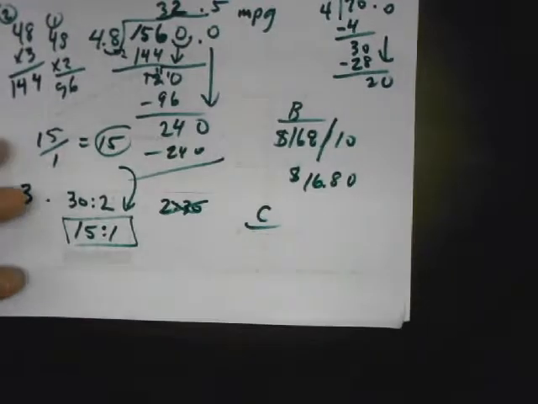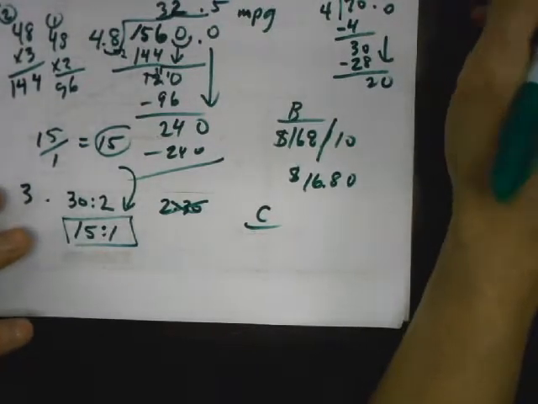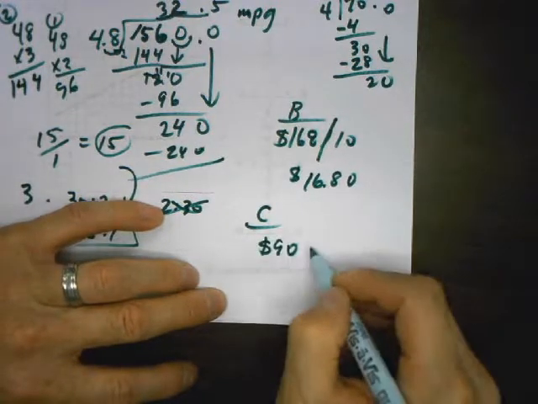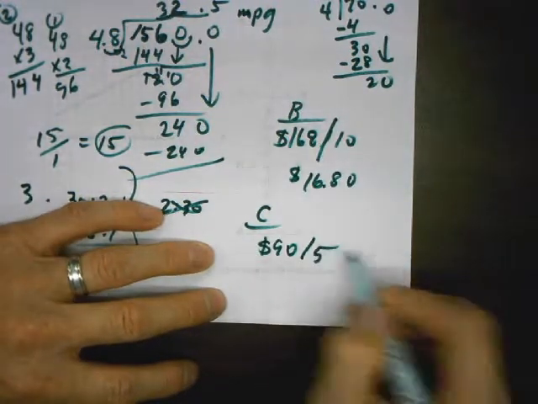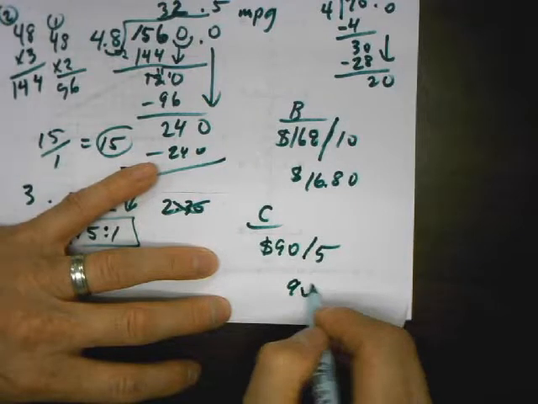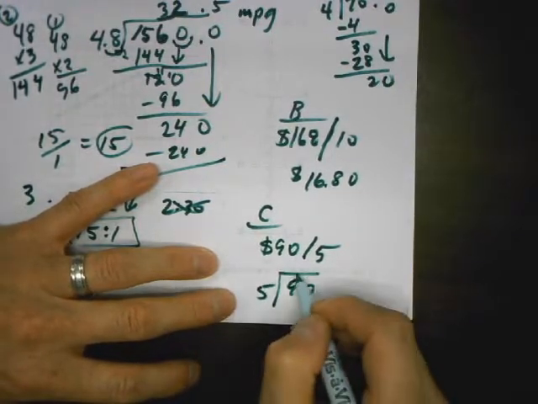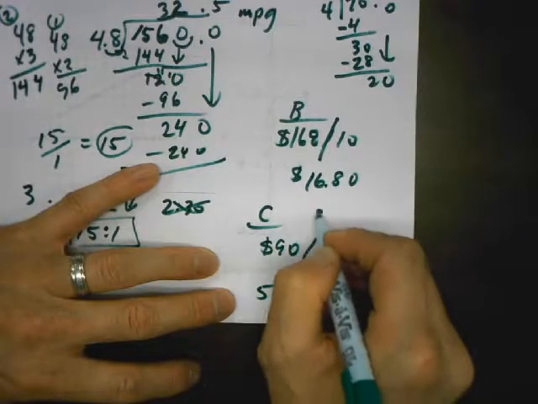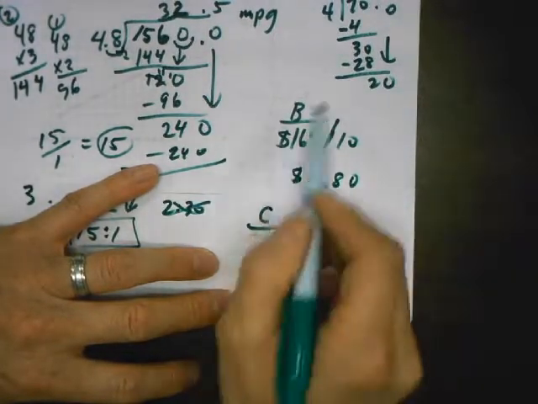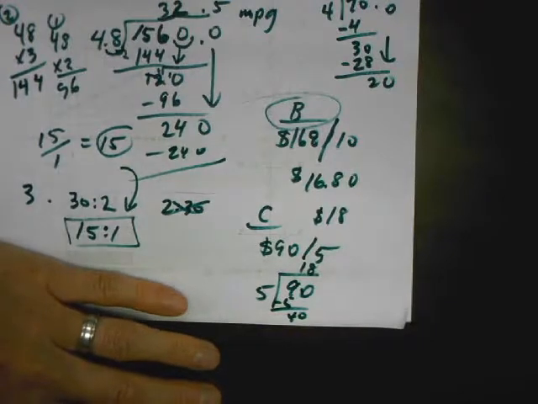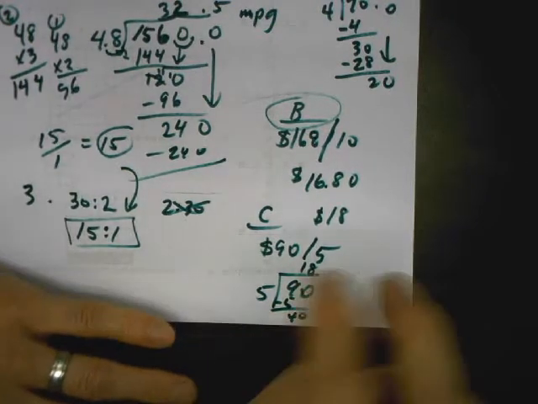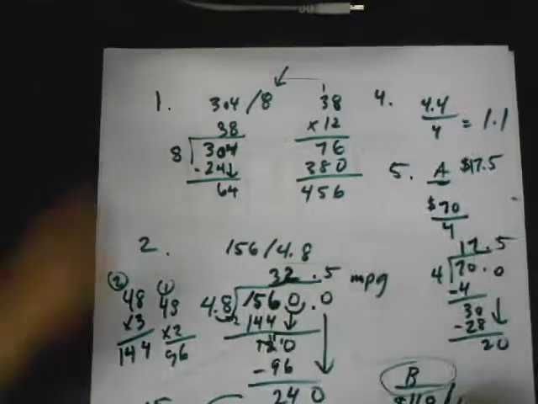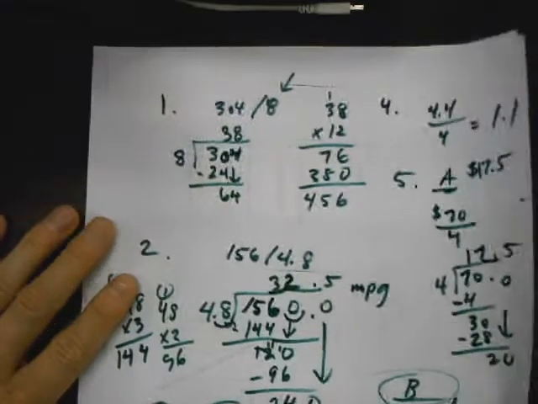Company C, they say 5 shirts cost $90. Even though they put the 5 first, you got to put money first, money on top. So it's $90 for 5 shirts. So again, I go in and out, I divide 90 by 5, subtract, and I see that Company C is charging $18 a shirt. So B is charging the least amount per shirt, or the lowest unit price. Okay. Alright, next problem.